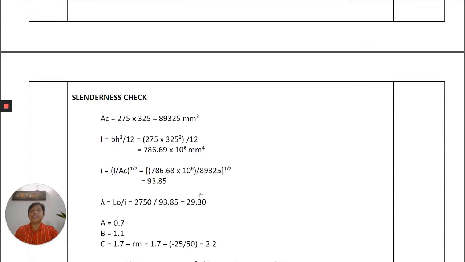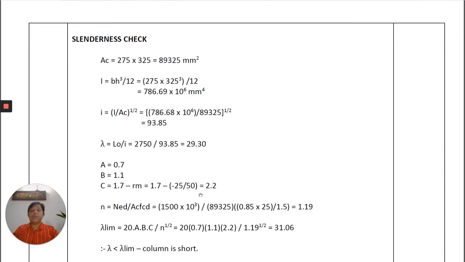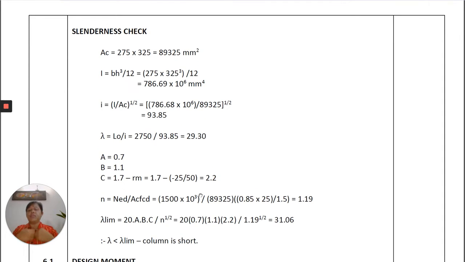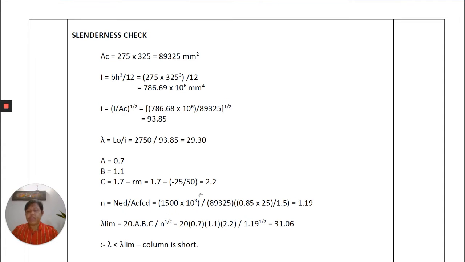The next process is we have to check the slenderness ratio. The purpose is that we would like to ensure that the column we're going to design is verified as a short column. Therefore, the slenderness ratio should be less than the slenderness limit. First, we calculate the area of the column, then the moment of inertia, radius of gyration, the slenderness ratio, and then we calculate the slenderness limit here. The slenderness is the same as what we have done before, so you may refer to our previous example.